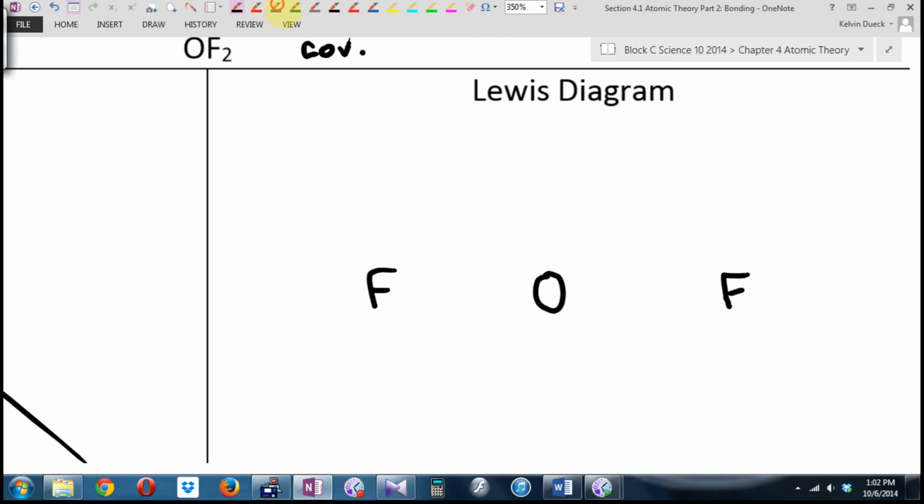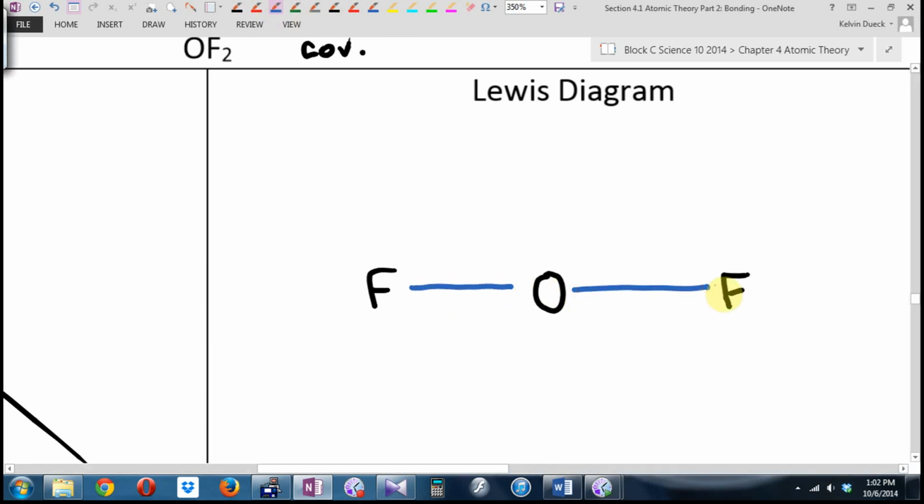There is going to be one covalent bond here, one covalent bond there. Why? How do I know one? How many extra electrons does fluoride need? Just one. So there it's sharing one with oxygen on either side.